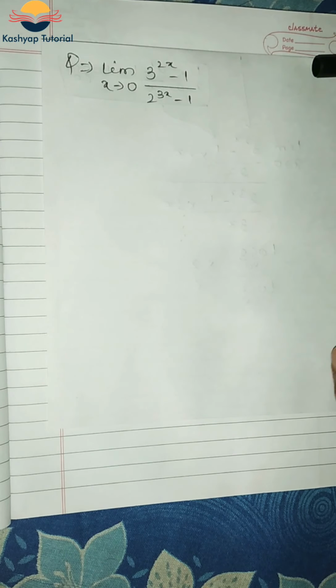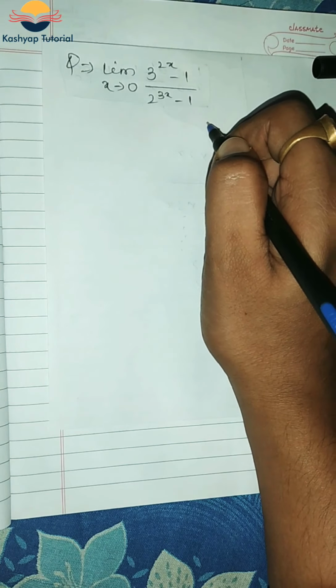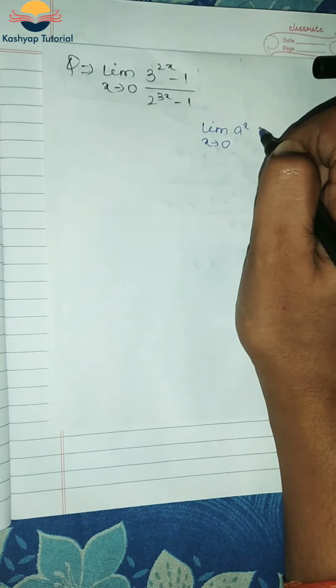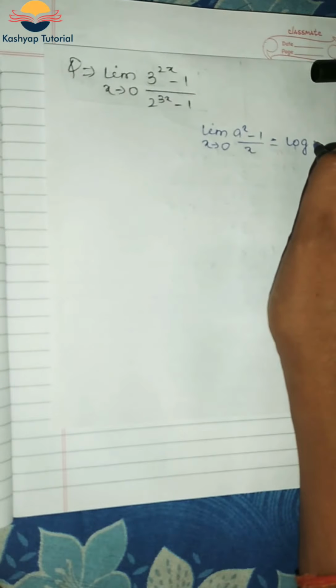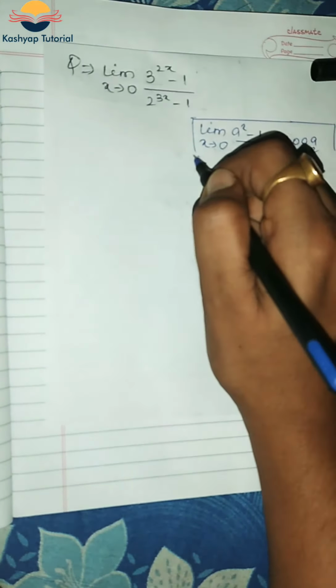For solving this type of question, we will have to use the exponential limits formula, that is, limit x tends to 0 of (e to the power x minus 1) upon x is equal to log a base e. This is the formula which we will be using in this question.